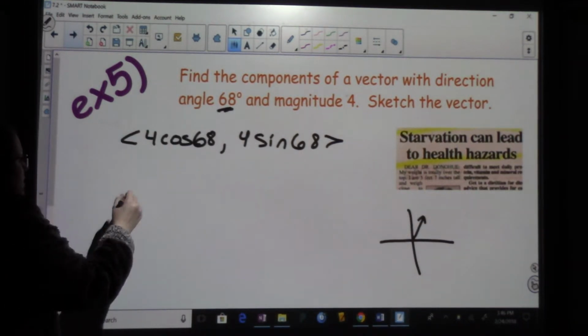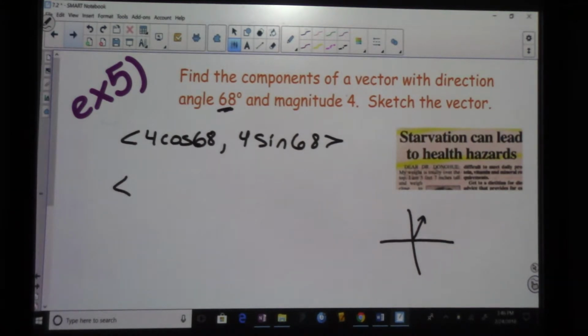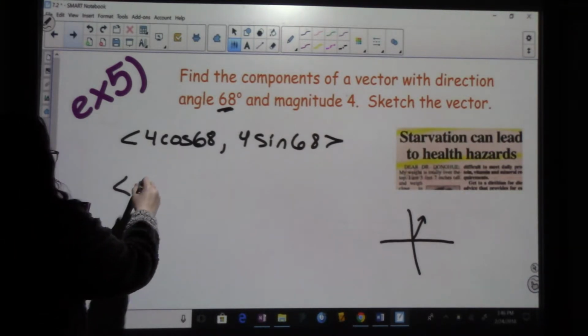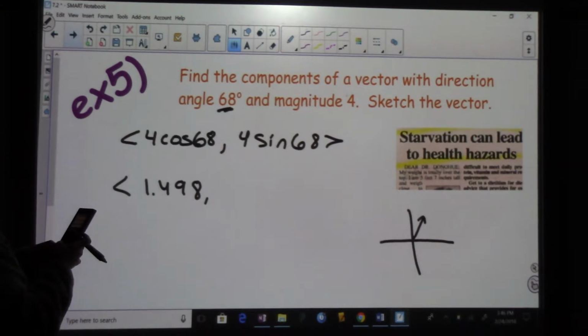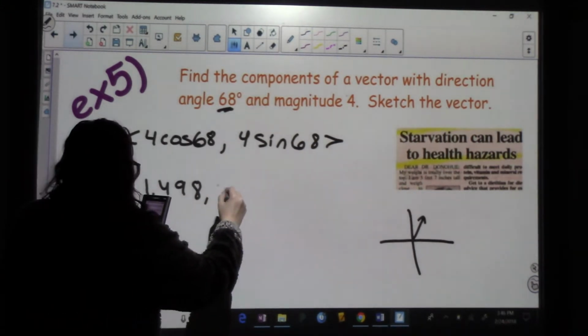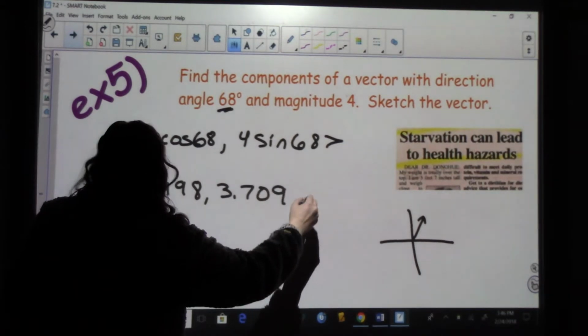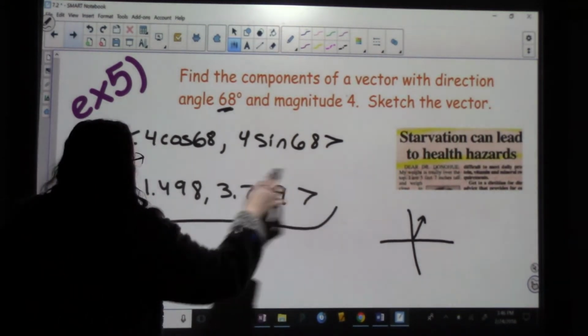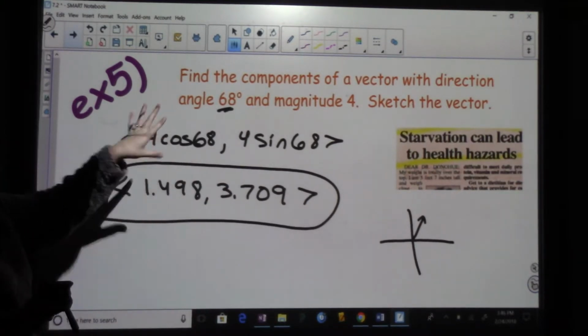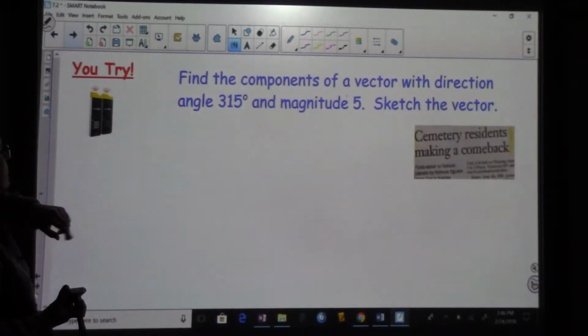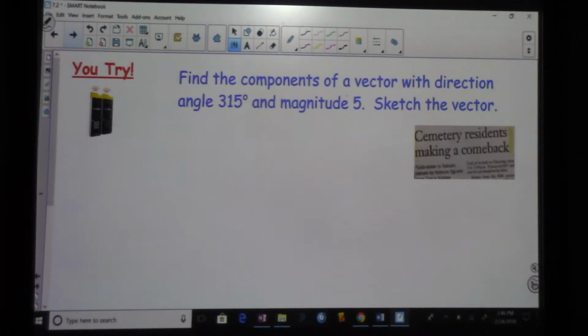So let's go ahead and use our calculators. 4 cosine 68. Then 4 sine of 68. And there we go. Hopefully pretty straightforward. Because in a minute we're going to be going backwards, and that's the hard part. This stuff should be very easy. Okay, so a quick you try. Find the component vector if you have magnitude of 5, angle 315.